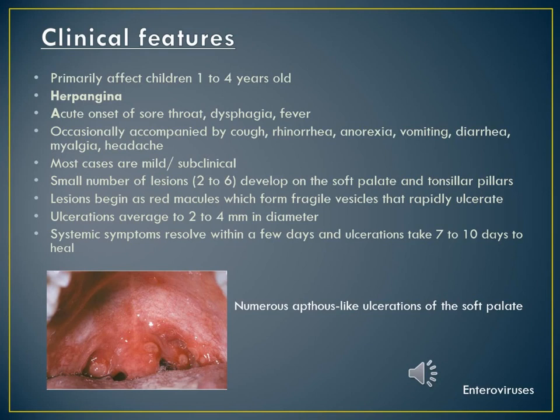Small number of lesions, 2 to 6, develop on the soft palate and tonsillar pillar in the oral cavity. Lesions begin as red macules which form fragile vesicles that rapidly ulcerate, and ulcerations average 2 to 4 mm in diameter.